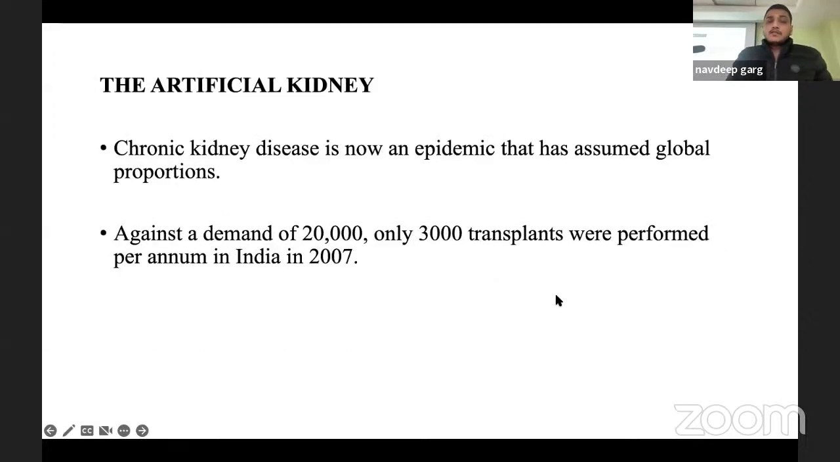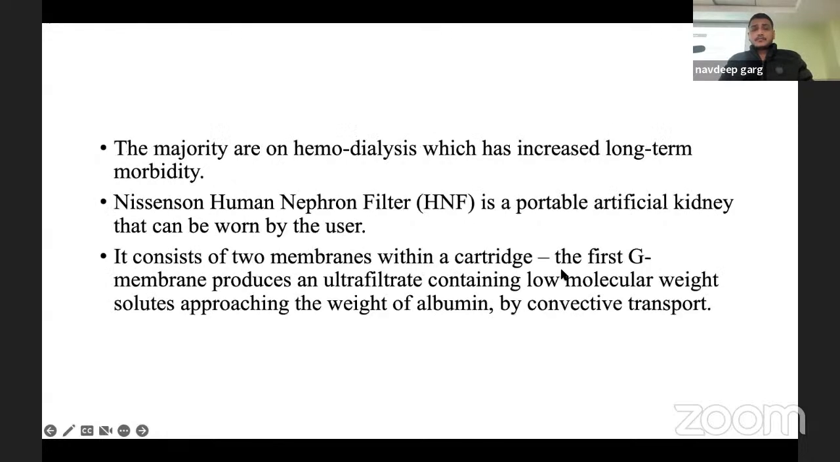Now, the role in the artificial kidney. As we all know, chronic kidney disease is an epidemic that has assumed global proportions, and it has been seen that a majority of the CKD patients are on hemodialysis, which has increased long-term morbidity. Here, a portable artificial kidney in the name of human nephron filter has been used, which can be worn by the user. It consists of two membranes with two cartridges.